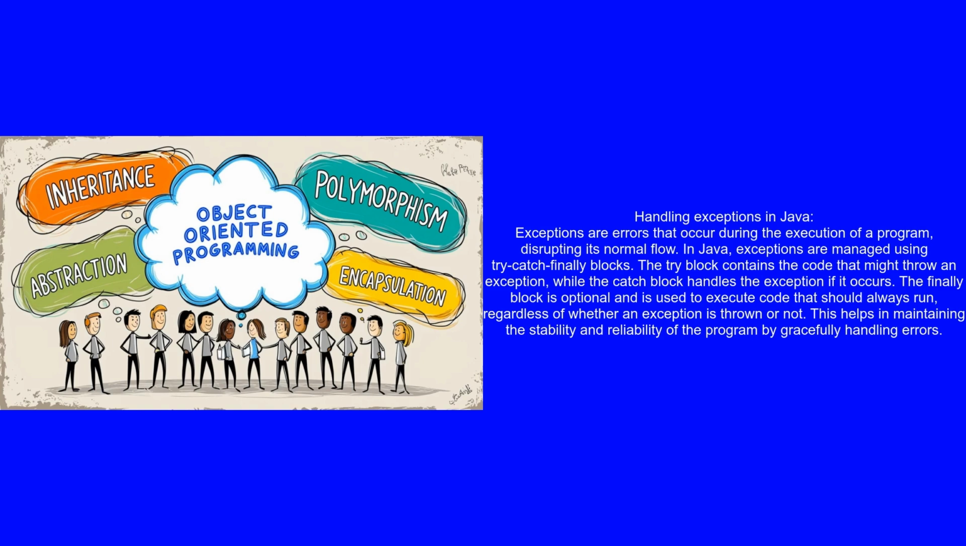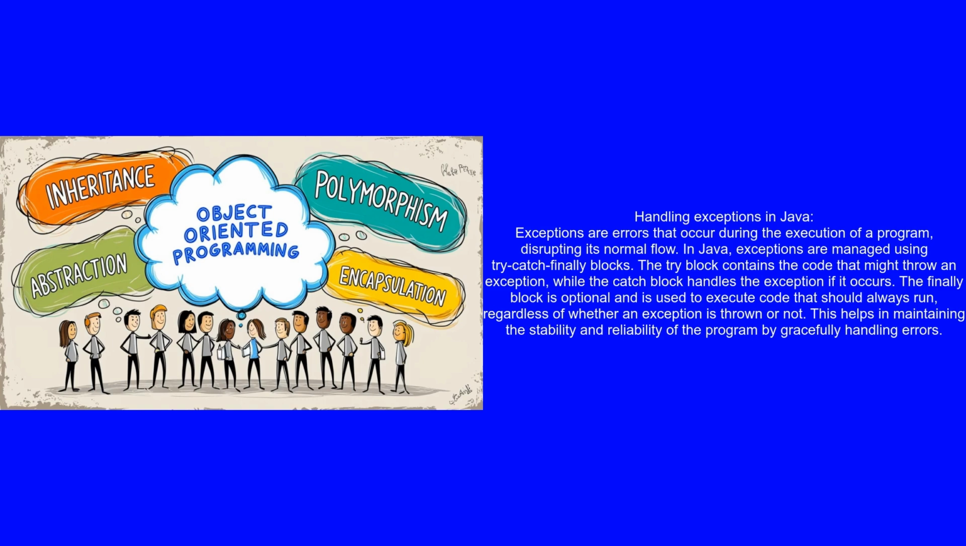Alright, so let's talk about handling exceptions in Java. Basically, exceptions are like those unexpected errors that pop up while your program is running, causing a bit of chaos. But don't worry, Java's got a solution for that. Enter try-catch-finally blocks. In the try block, you put the code that might cause an exception. And if an exception does happen, the catch block swoops in to handle it like a pro.